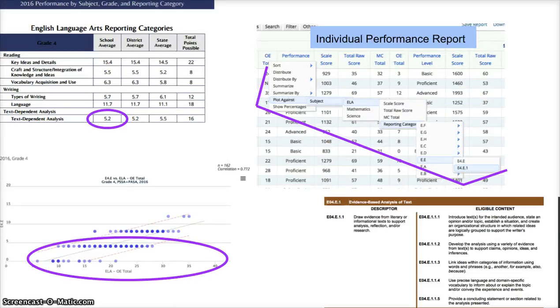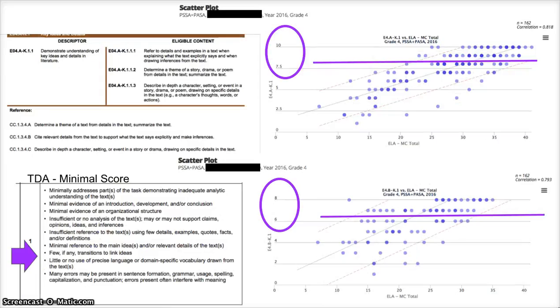And as I'm looking at what's provided in the reports in eMetrics, I see text-dependent analysis is really popping up. I move into an individual performance report in eMetrics to produce that scatter plot on the bottom, and I see that most of my students either scored a 0 or a 1 in text-dependent analysis. I can dig further into eMetrics to produce some more scatter plots and how my students performed on multiple choice aligned to that same content. And I see that they really have minimal knowledge of key ideas and details.